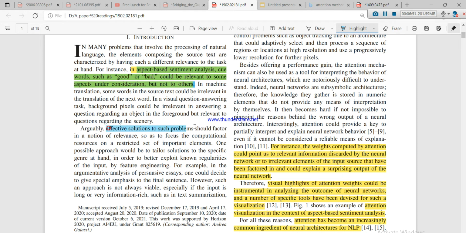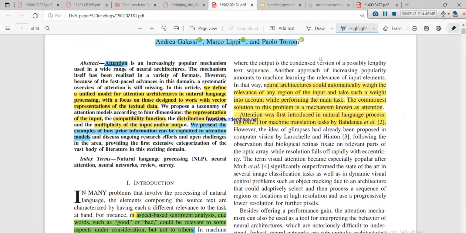An effective solution to such a problem should factor in a notion of relevance, so that focus goes to computation. The problem was that longer sequences could not be remembered, and performance was not so good. In this way they have discussed these things, and the neural architecture could automatically weight the relevance of any region of input, and take such a weight into account while performing the main task.